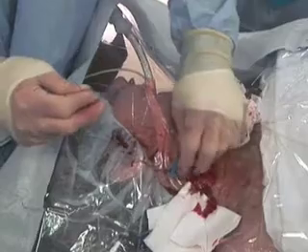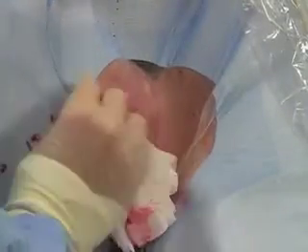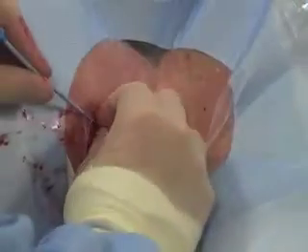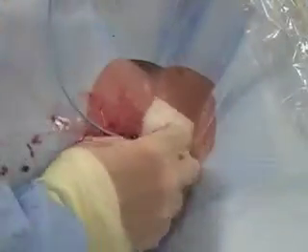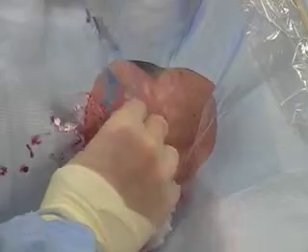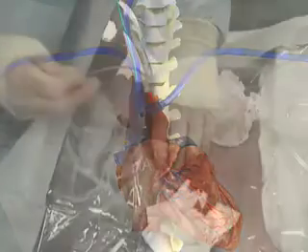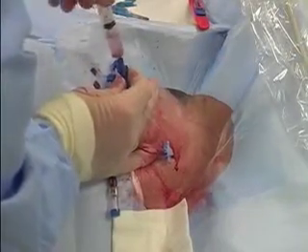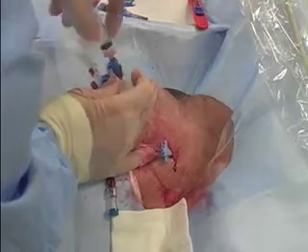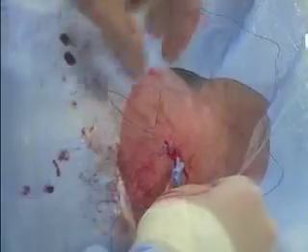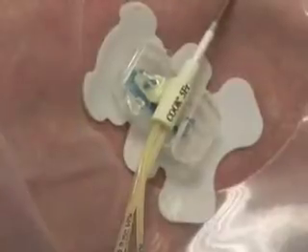If resistance is met, the track may not have been adequately dilated. Remove the catheter and try again to insert the dilator. Insert the catheter to a depth that places the tip at the junction of the superior vena cava and the right atrium. Remove the guide wire and check for blood return in all ports. Flush all ports, place caps on the hubs, and secure the line in place.